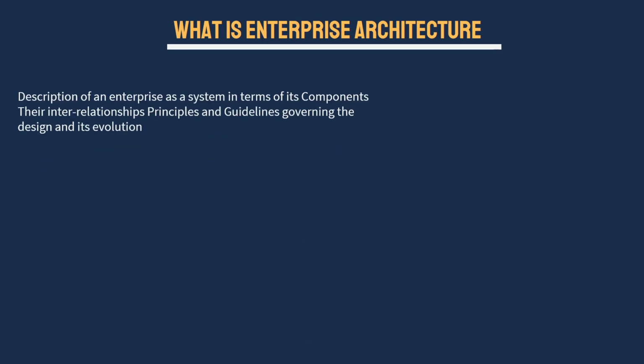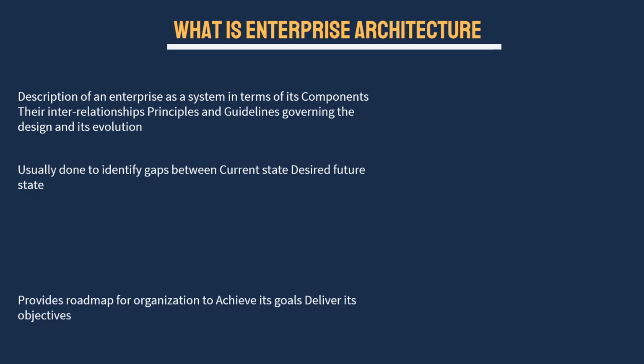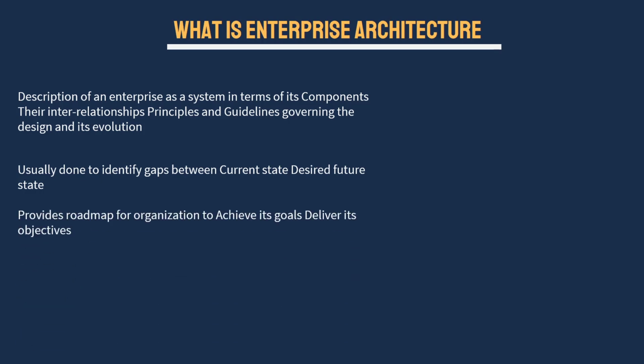It is a description of an enterprise as a system in terms of its components, their interrelationships, and the principles and guidelines governing the design and its evolution. It is usually done to identify gaps between the current state and the desired future state, and to provide a roadmap for the organization to achieve its goals and deliver its objectives. It often describes multiple levels of breadth and depth.